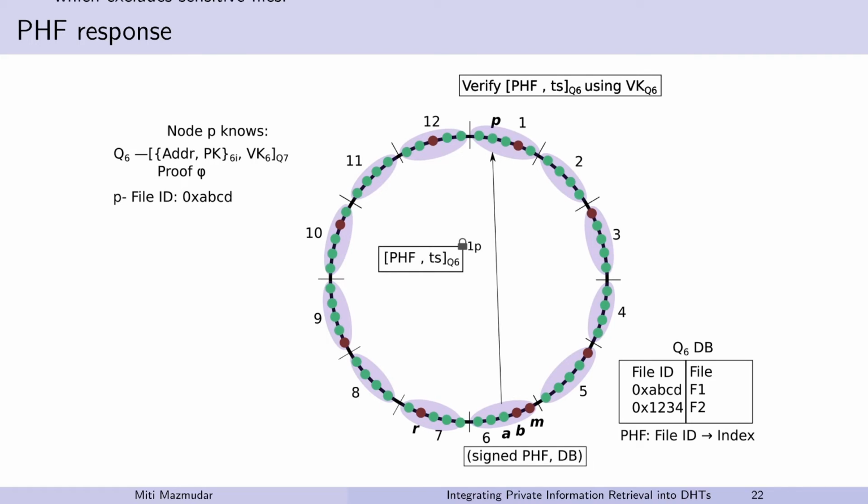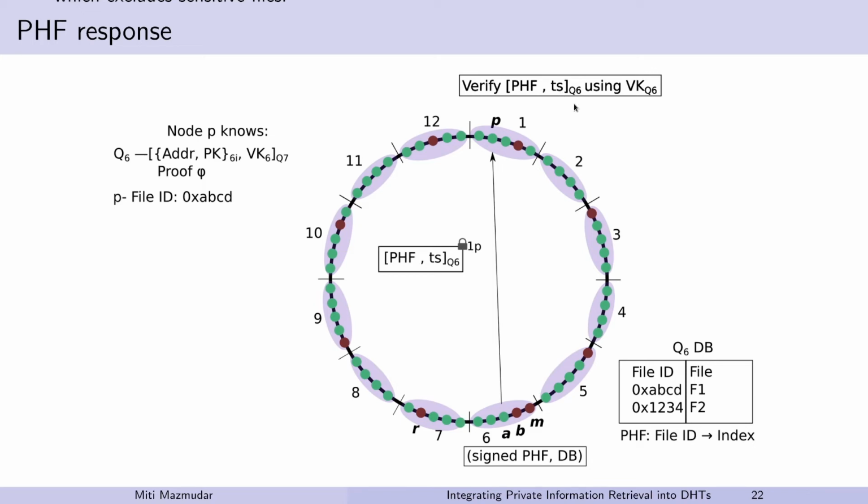Now I've said that each quorum maintains a PHF. To guarantee freshness, PHFs are associated with logical timestamps that increase with every new insert into the shared database. So a node in a quorum can quickly compute a PHF for the shared database. So in the PHF response step, the delegate node responds back with the PHF timestamp pair. To assure node P of the integrity of the PHF, the delegate node also returns a threshold signature over this pair. Node P can now confirm the integrity of the PHF by verifying the signature over it using Quorum 6's public verification key, which it obtained during the QP protocol.